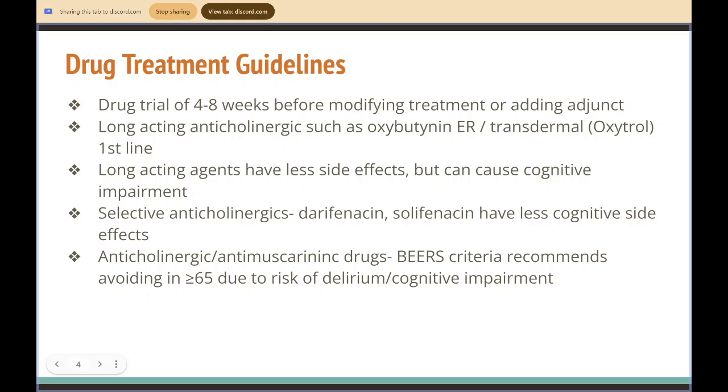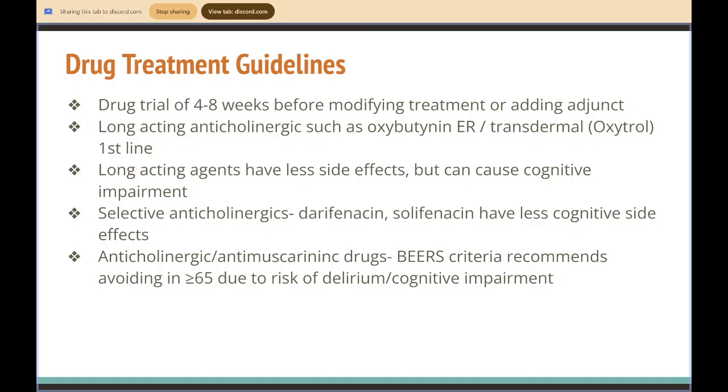Next, we have drug treatment guidelines. You want to do a trial of 4 to 8 weeks for maximum effect before you modify any treatment or add any adjunct medications. Long-acting anticholinergics such as oxybutynin extended release, or a transdermal Oxytrol, are first line. The reason we use the long-acting agents is they have fewer side effects, but they can cause cognitive impairment. There are selective anticholinergics, darifenacin and solifenacin, and they have fewer cognitive side effects.